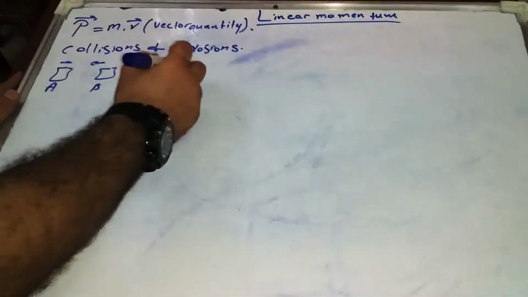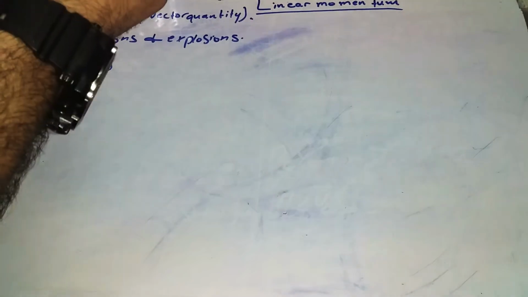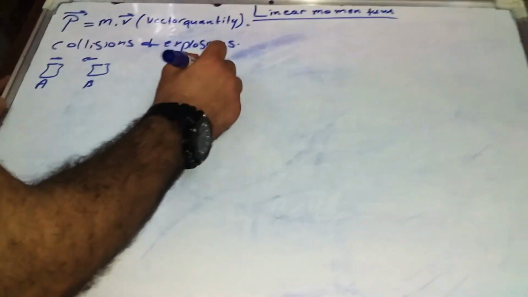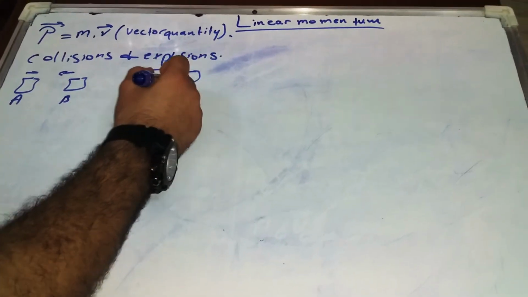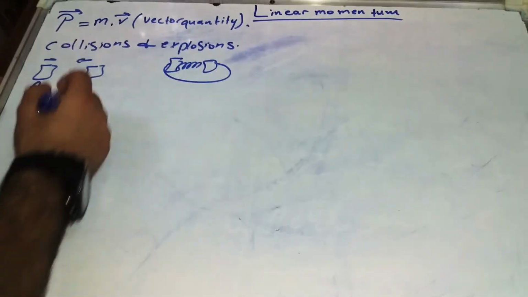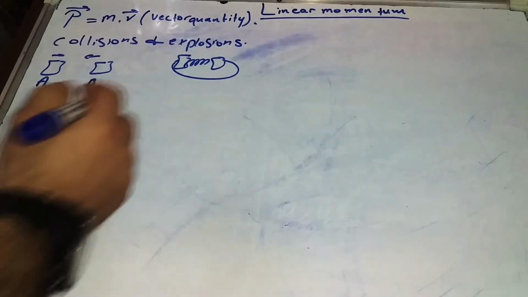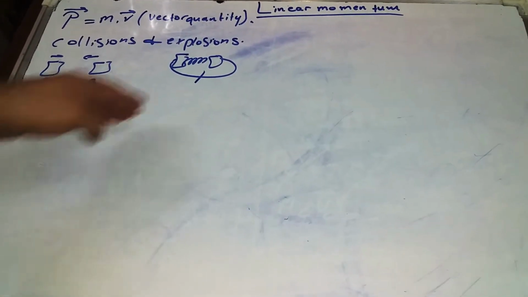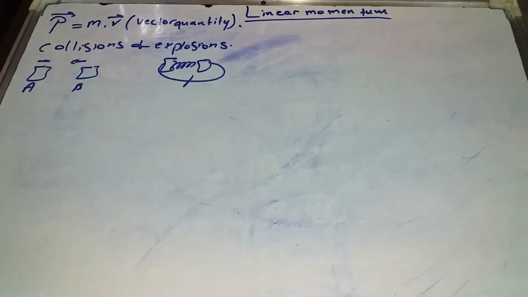Explosion is the case when we have a cannon and a shell after firing the shell. And also we can take this example. If you have two blocks that are fixed with a string, and between them a spring. So when the string is cut, the two blocks are getting away from each other. Then this case is called collisions, and this case is called explosions.